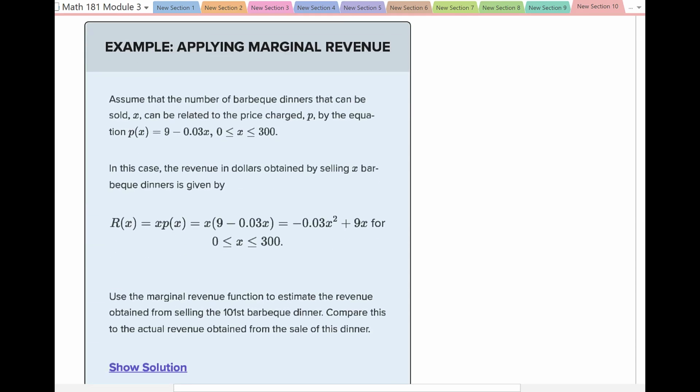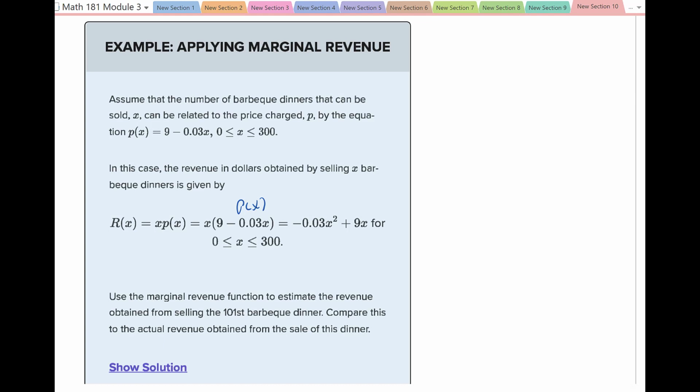So it says, assume the number of barbecue dinners that can be sold, X, can be related to the price change P by the equation P of X equals 9 minus 0.03X, where X is between 0 and 300 dinners. In this case, the revenue in dollars obtained by selling X barbecue dinners, given by R of X, revenue, is the number of dinners times the price. That's how much money comes in. So revenue is not profit. Revenue is the money coming in. So that's our X times our P of X. And they distribute that through. They get negative 0.03X squared plus 9X.